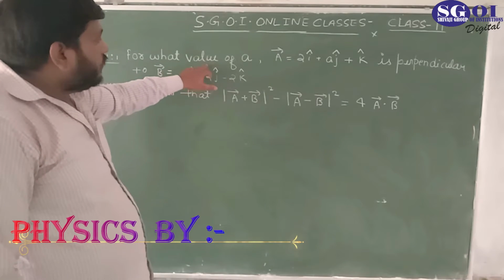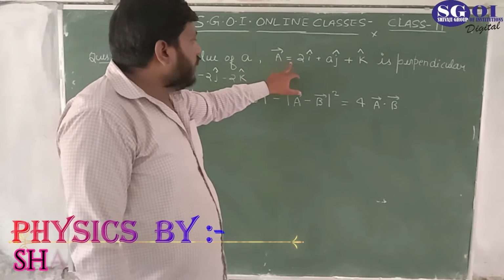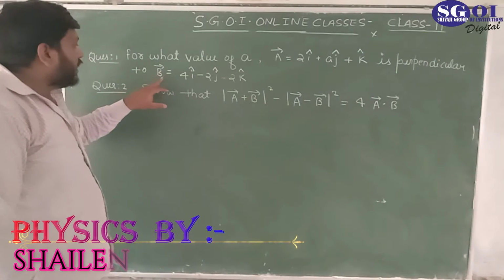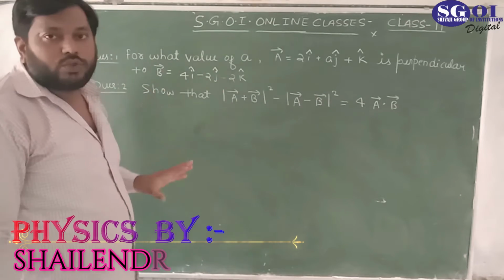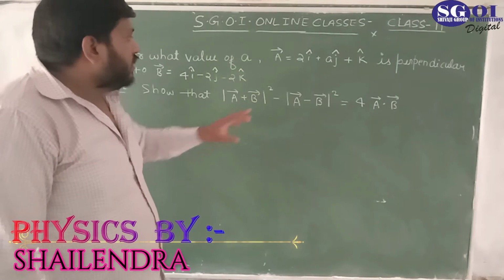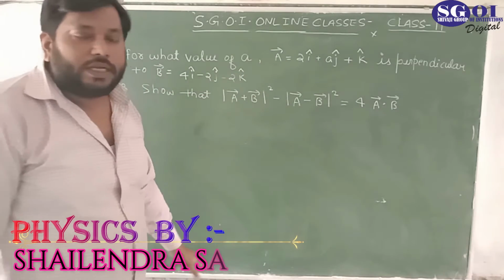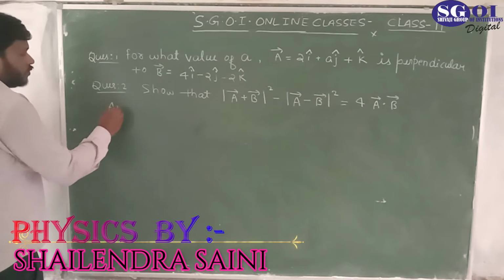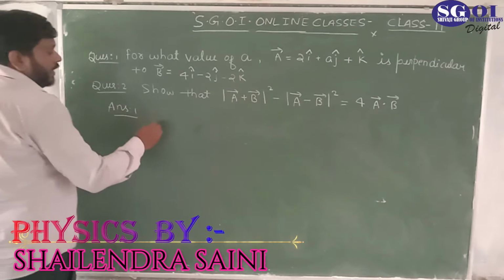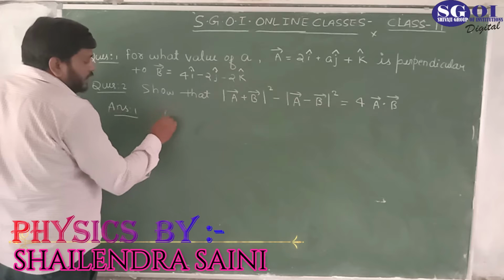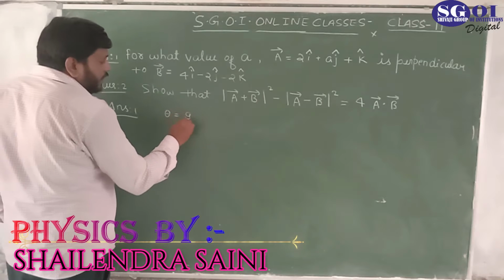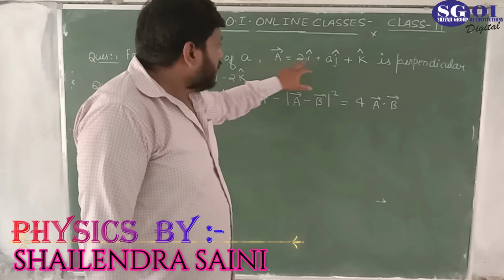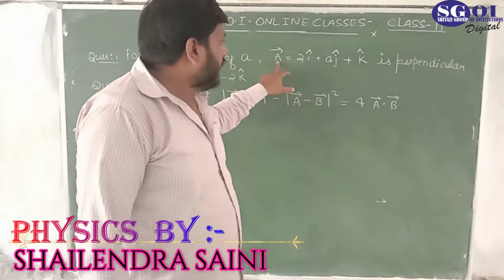For what value of small a is vector a equal to 2i plus aj plus k perpendicular to vector b, which is 4i minus 2j minus 2k? You have been given that these two vectors are perpendicular. It means the angle between these two vectors is 90. So let's start to solve it. The angle between a and b, let it be theta, and theta is 90 degrees. And we have to find the value of small a, which is here in the vector a.